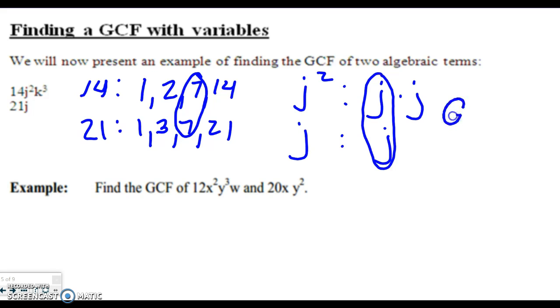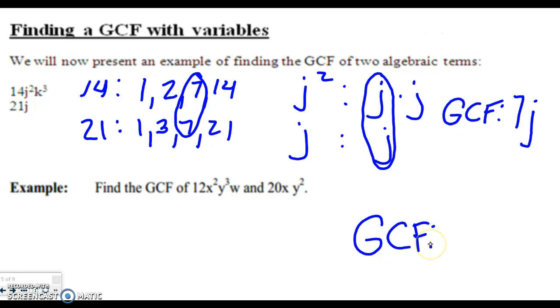So my GCF for this problem is going to be the numbers that I circled, so 7, and then the J that I circled, because that's the one that's common to both. 7J is my GCF. No K's, like I said, are involved because it's not common to both. All right, try this example on the bottom here. Pause it, and when you come back, here's your answer.